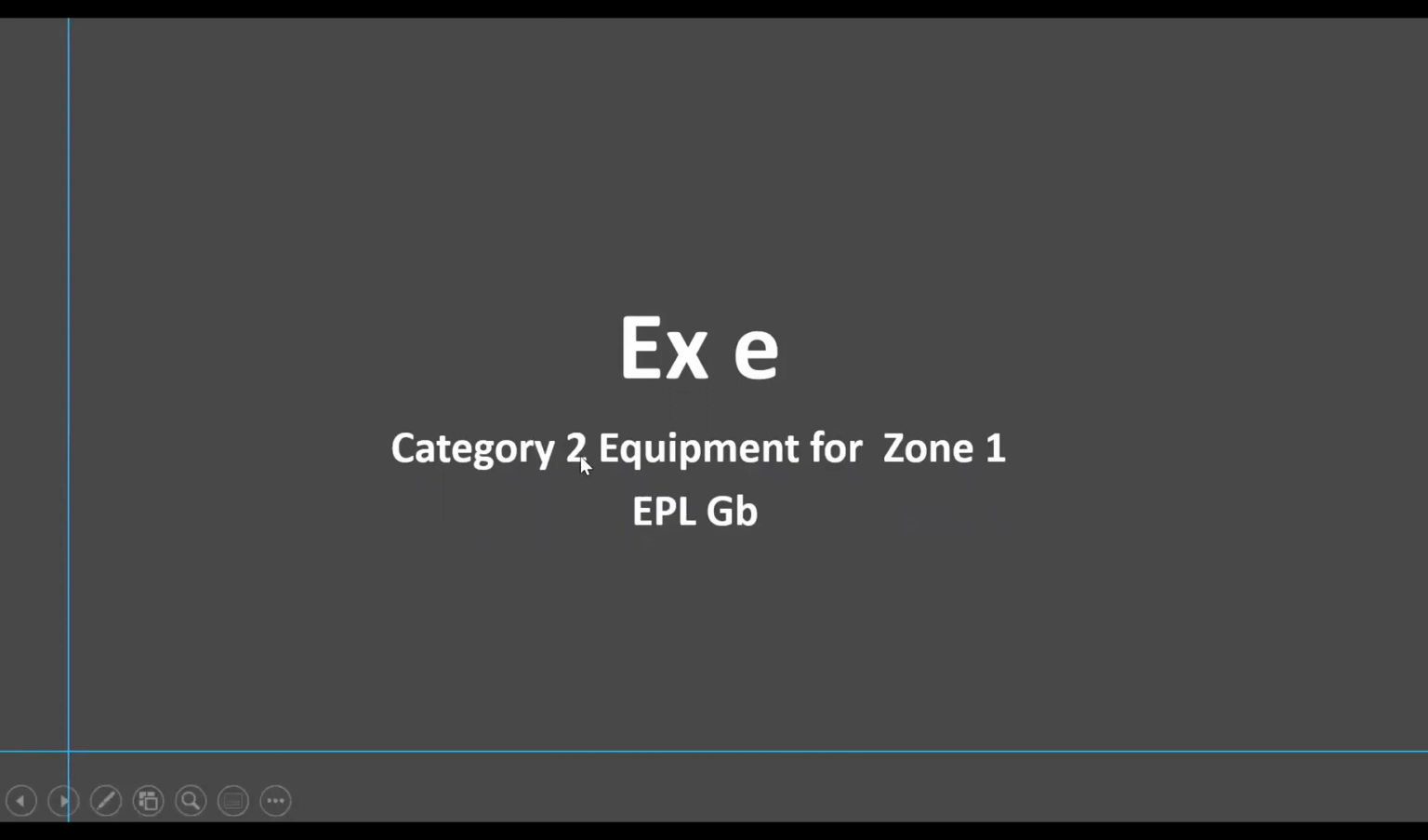So EXE is category 2 equipment for zone 1, just like an EXD. It has an EPL of Gb because it's category 2 equipment for gas. So we have Gb. Remember, 1, 2, 3, A, B, C. On the nameplate, you would look now and it would say EXEB. So it's telling you it's category 2 equipment.